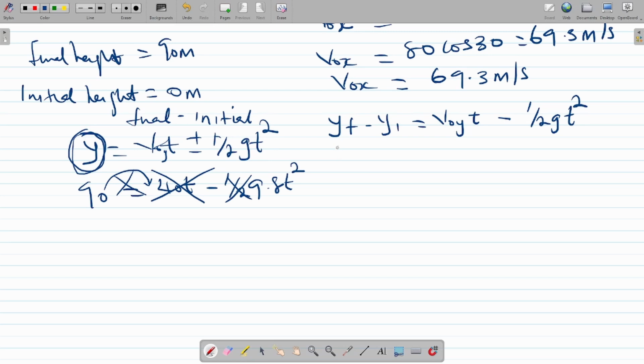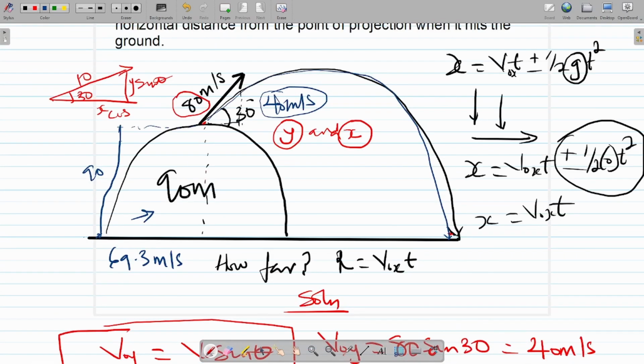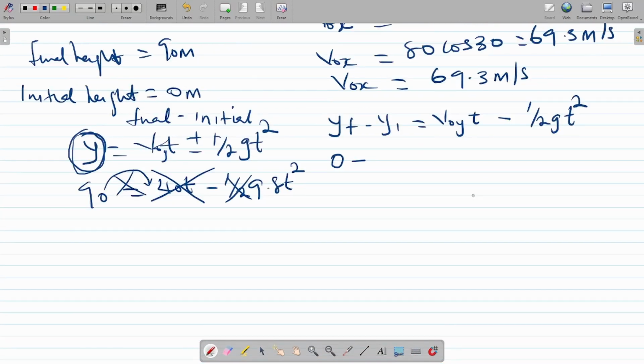We say, what is our final height? Our final height is 0, because it's going to land on the ground, minus, what was our initial height? Our initial height was 90, as we've seen right here. Like I say, I'm going to repeat. This is 90 meters, okay? This 90 meters, then it's going to go upwards and fall on the ground. So right here is 0 meters. So we say 0 minus 90, okay?